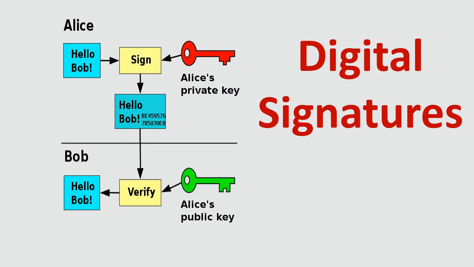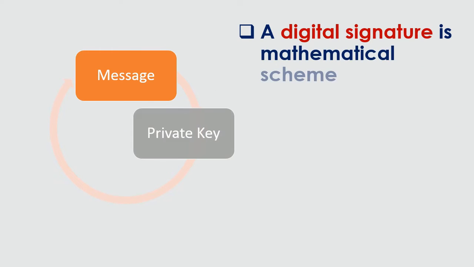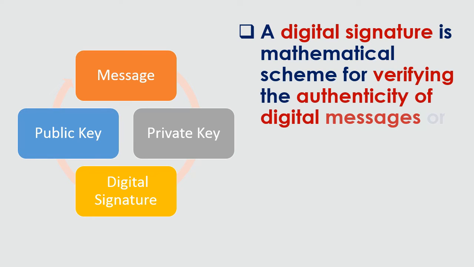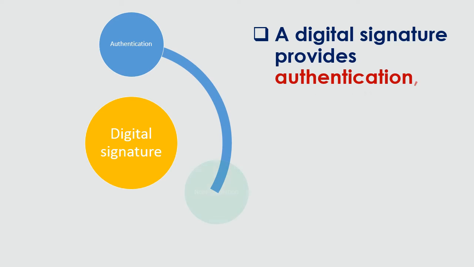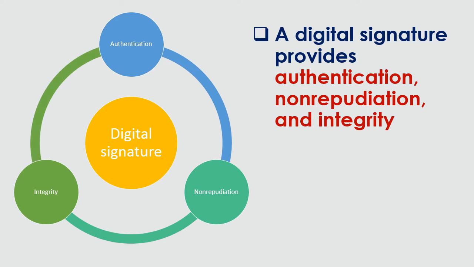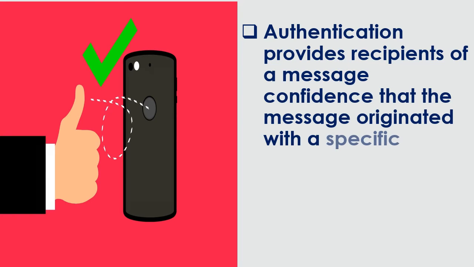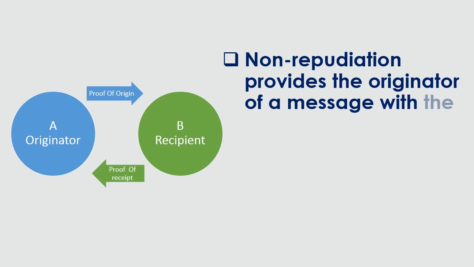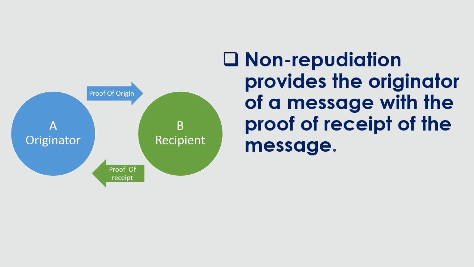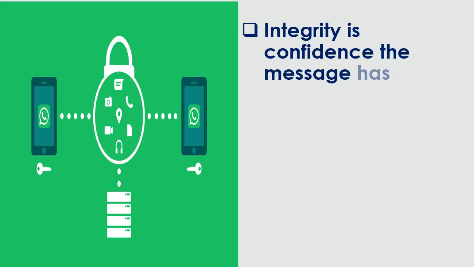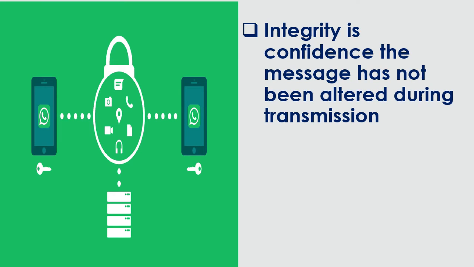Digital signatures. A digital signature is a mathematical scheme for verifying the authenticity of digital messages or documents. A digital signature provides authentication, non-repudiation, and integrity. Authentication provides recipients of a message confidence that the message originated with a specific entity. Non-repudiation provides the originator of a message with proof of receipt of the message. Integrity is confidence the message has not been altered during transmission.